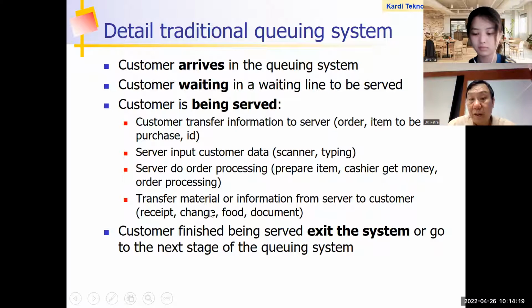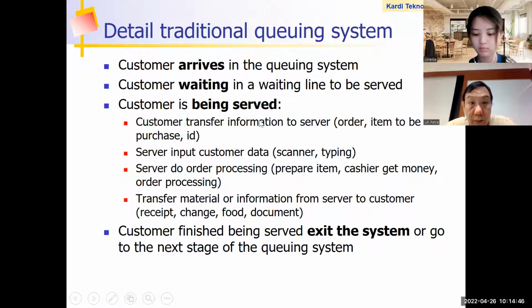So this material or information can be in terms of receipt, change, the food or document, and so on. Finally, the customer will finish being served and then exit the system. This is talking about one queuing server, one station. And then the customer will go to the next stage of the queuing system.